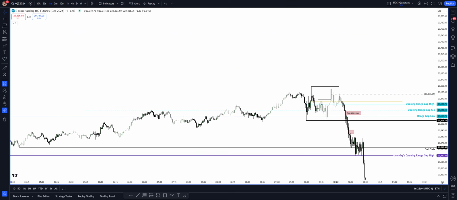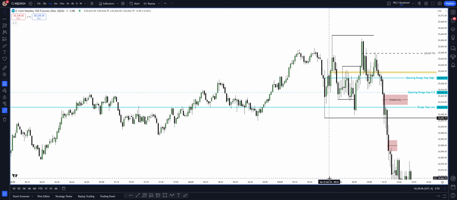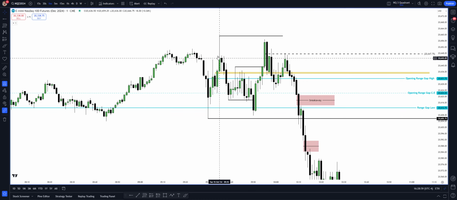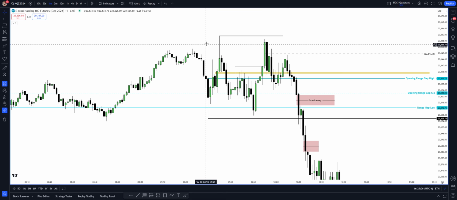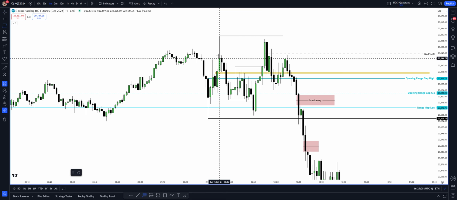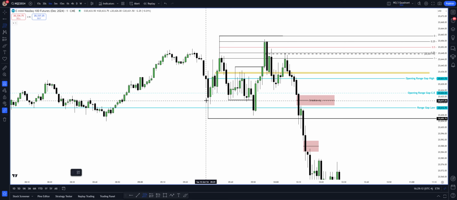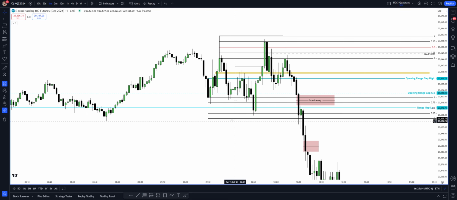Here, at market open, market formed a low at the open range gap low, and then it wicked above these highs here. Now we have this wick here, the sell side wick and the buy side wick. So the market manipulated all the way down to 50% of the sell side wick and then rallied 50% of the buy side wick here. I'm sorry, actually it's 75% of the buy side wick and 75% of the sell side wick.